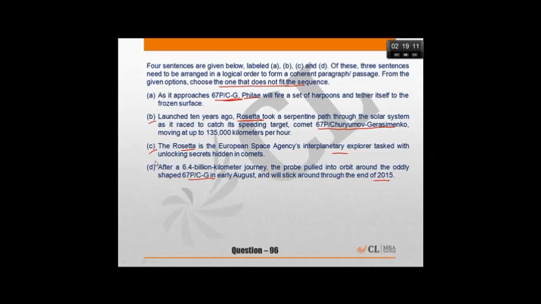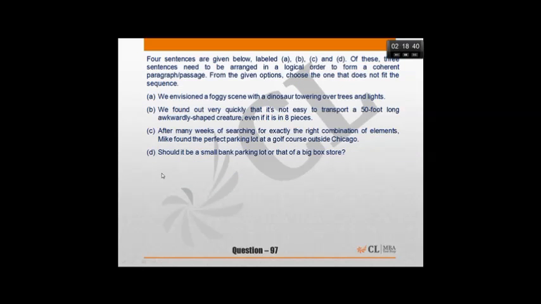Let me just go through this. What about whether A or D? I would be inclined towards D being connected, but let me read it. Rosetta is an interplanetary explorer. Launched 10 years ago. It took a serpentine path and moving at 135,000 kilometers per hour. After a 6.4 billion kilometer journey, it will orbit the oddly shaped comet and will stick through the end. And this is talking about Philae. So okay, I will go with A not being connected, B, C, D are connected. Sorry, C, D, B could possibly be the correct combination.